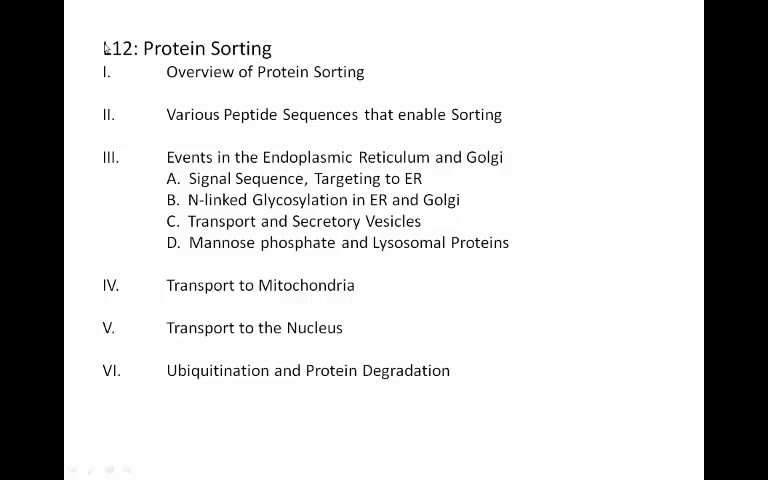12 will be about protein sorting. So first we'll have an overview of protein sorting. 2, various peptide sequences that enable sorting. 3, events in the endoplasmic reticulum and Golgi. We'll talk about the signal sequence, targeting to the endoplasmic reticulum, N-linked glycosylation in the ER and Golgi, transport in secretory vesicles, mannose phosphate, and lysosomal proteins.